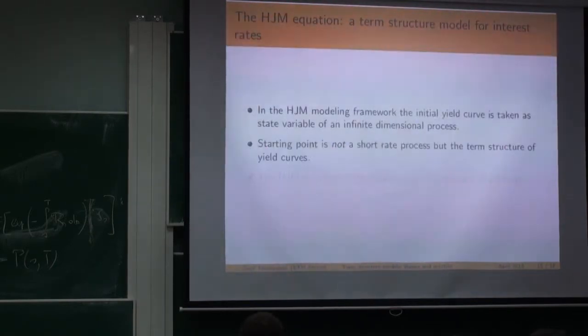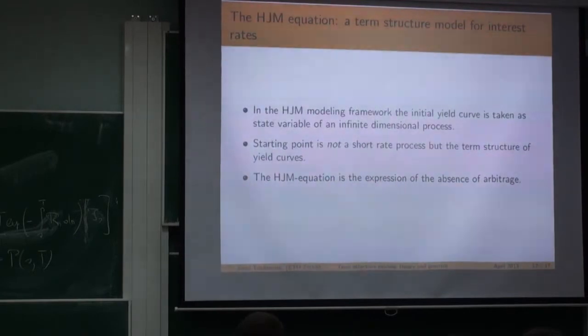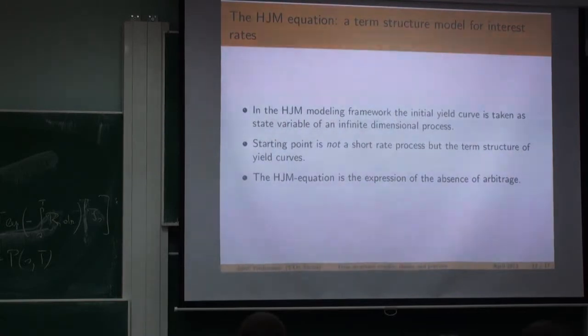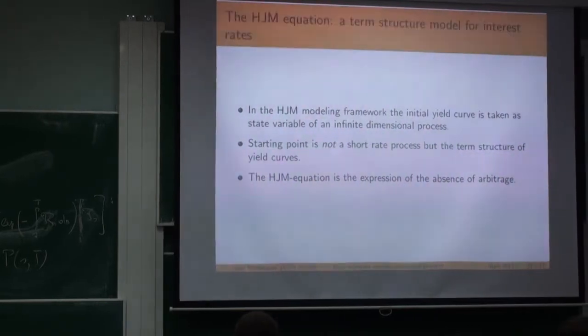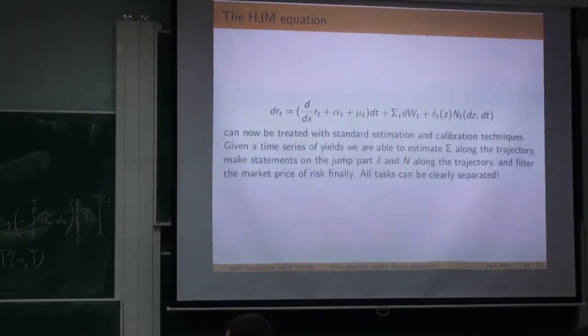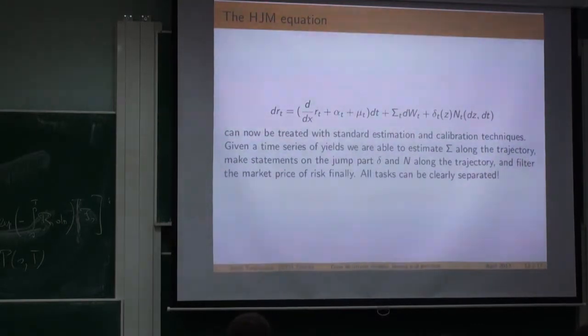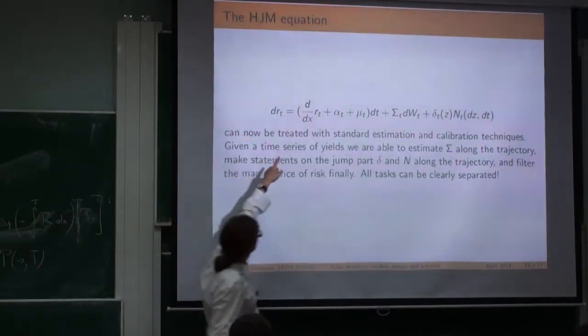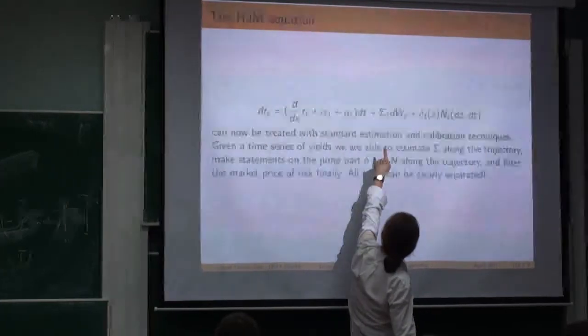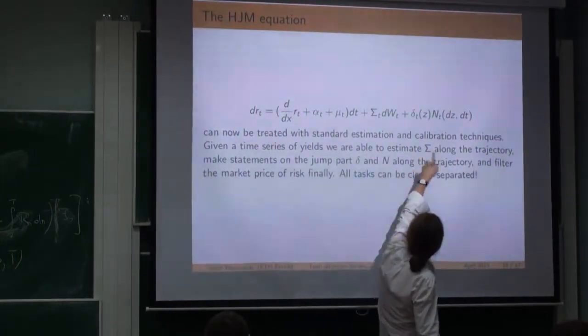What is the approach I like? This is the so-called Heath-Jarrow-Morton approach. There you say we have this curve-valued process, and we write the Markov process on the yield curves. So the starting process is not a factor process which you ad hoc write down, but it is a term structure of yield curves. And the HJM equation is an equation which expresses the absence of arbitrage. It looks like that. So you have a transport operator, some drifts, a volatility operator, and some jumps.